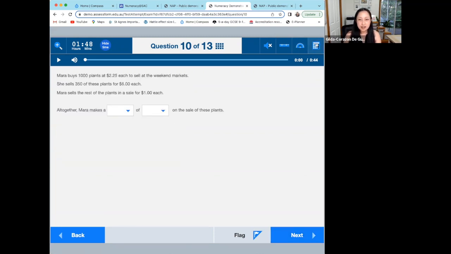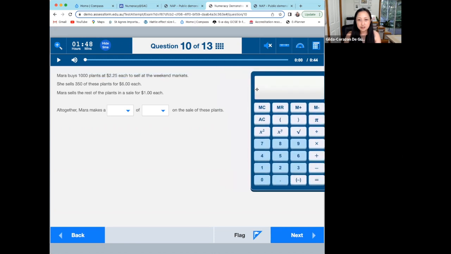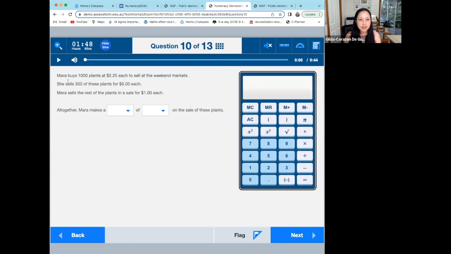Now, this one here, we might need to use our calculator, right? So let's use that, and let's make that available here. I don't know if I can move that yet. You can move that. So you say, Mara buys 1,000 plants at $2.25 each to sell at the weekend markets. She sells 350 of these plants for $6 each. Mara sells the rest of the plants in a sale for $1 each. It says altogether, Mara makes a blank of blank on the sale of these plants.